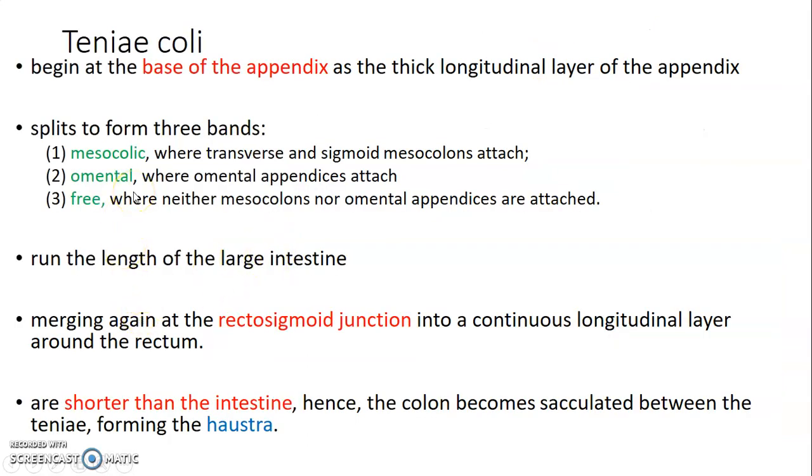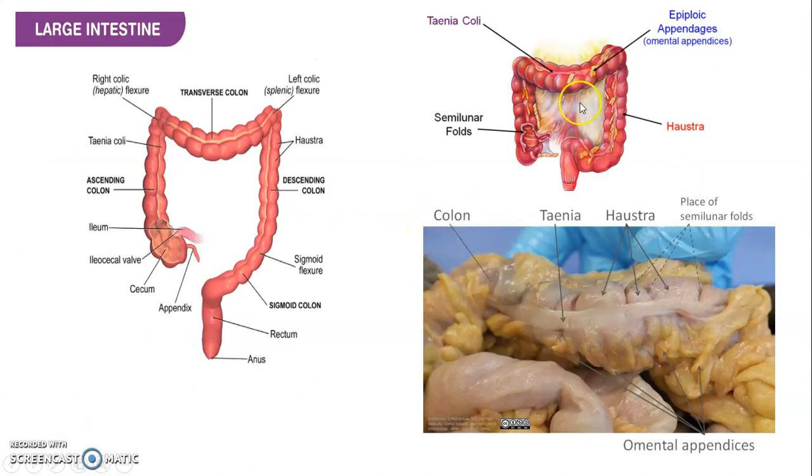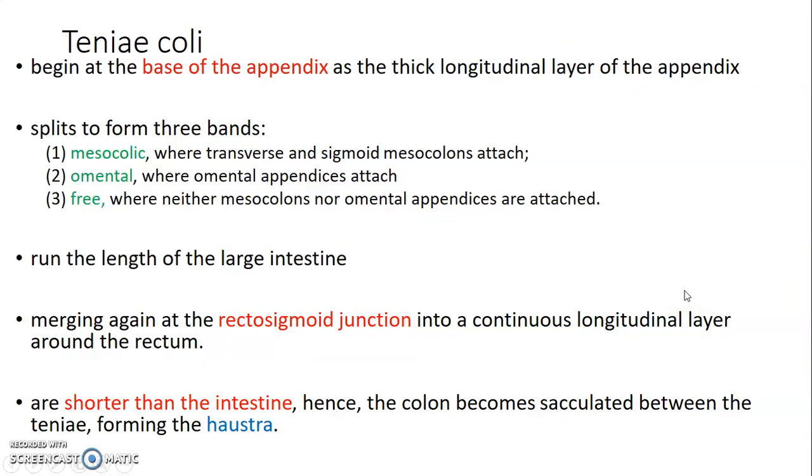Then you have the omental tinea band, where the omental appendices attach, and then you have a free band where no mesocolons insert onto and no omental appendices are attached. So you can see an omental tinea because omental appendices are attached onto it. Then the one that has no mesocolon attached onto it will be a free tinea band.